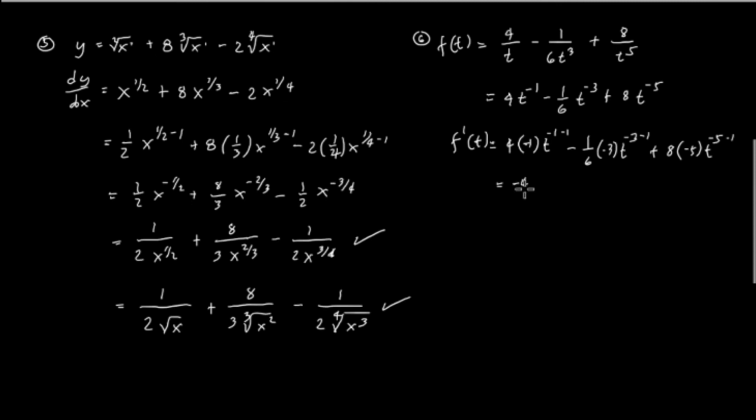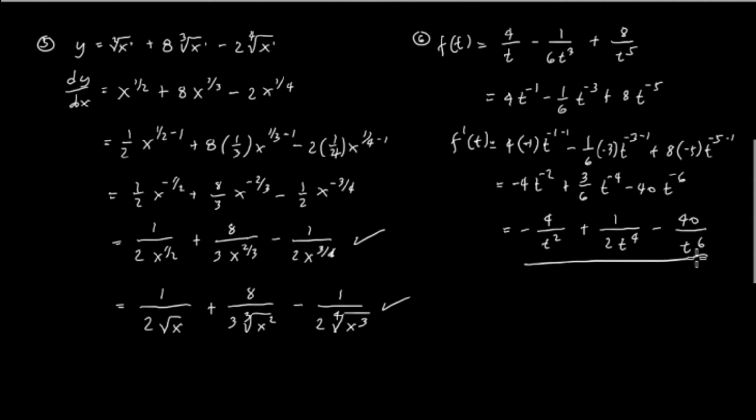4 times negative 1 is negative 4 t^(-1-1), or negative 2, minus minus positive 3 over 6 and t^(-3-1), or negative 4. Then 8 times negative 5 is negative 40, t^(-5-1), or negative 6. Change negative exponent to positive, so negative 4 over t squared plus 3 over 6, which is 1 half, or 1 over 2 t^4, minus 40 over t^6. This is the derivative. Example number 7.